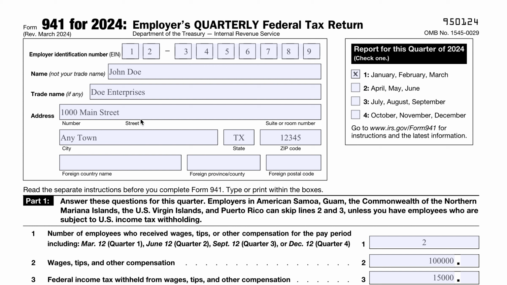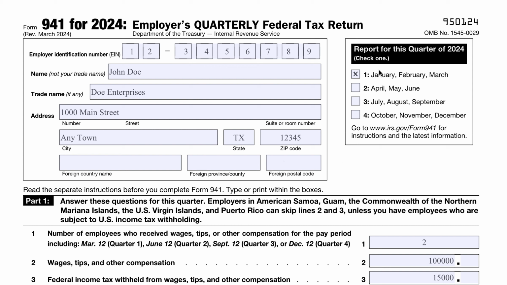And then your address. If you change your address, the IRS highly recommends that you update them with your tax records. One of the best ways to do that is to file IRS Form 8822-B, which is a change of address or responsible party form for your business. If your company is in a foreign country, then you would enter the foreign country name, province or county, and the postal code at the very bottom.